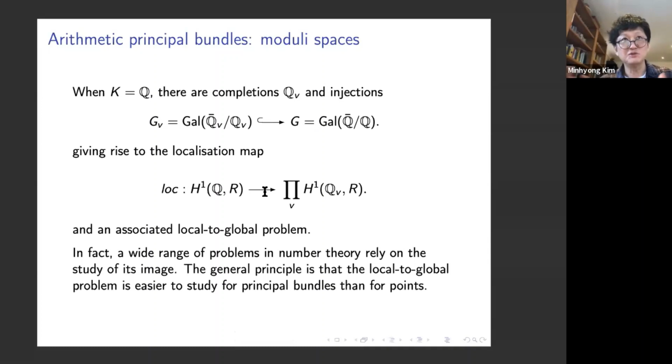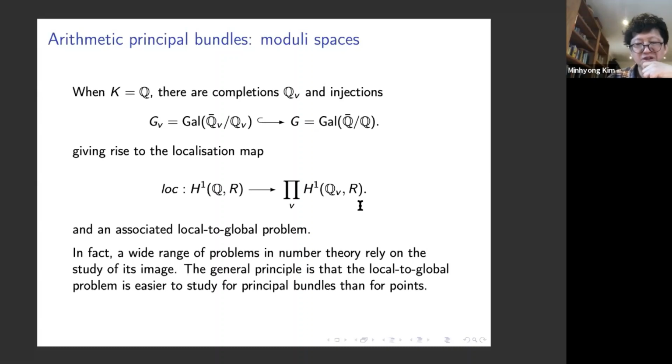And to continue my grandiose claim from the earlier slide, in fact a very wide range of problems in number theory rely on the study of the image and the kernel of this localization map. So in our setting, of course, we're going to try to compare this kind of localization with the localization of points, the inclusion of rational points of a curve into products of local points.